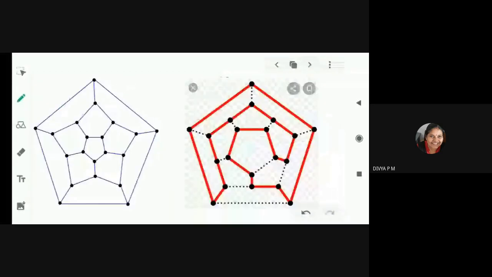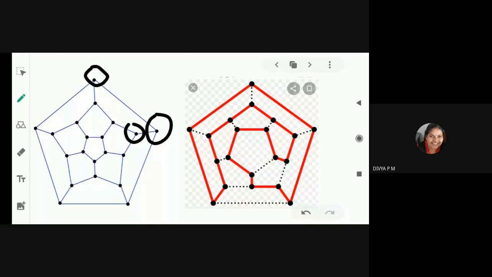This is another puzzle introduced by Hamilton. Hamilton gave us 20 cities. These are 20 cities. The question is, can a person start from a vertex, or a city, move around and visit all the cities exactly once and come back to the original? Here is the solution. For the previous one, there is no solution. For this one, there is a solution.